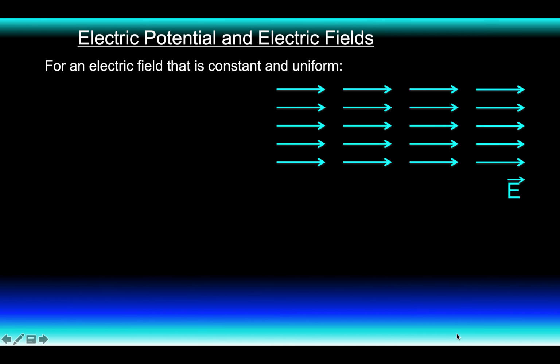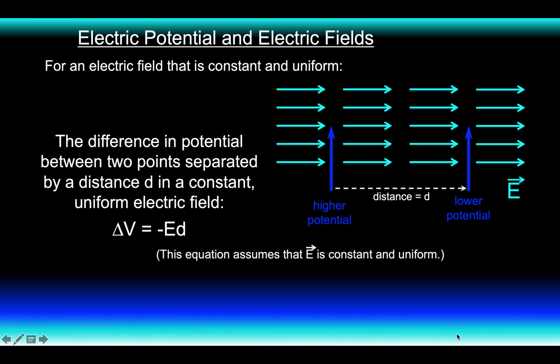There does exist a relationship between the electric field and the difference in electric potential between two locations within the electric field. Let us first assume we have an electric field that is constant and uniform everywhere, as shown in this picture. The difference in electric potential between two locations within this electric field could be written as delta V equals negative E times D.